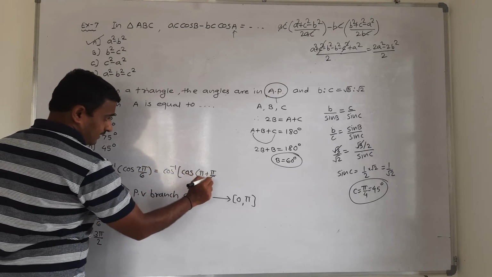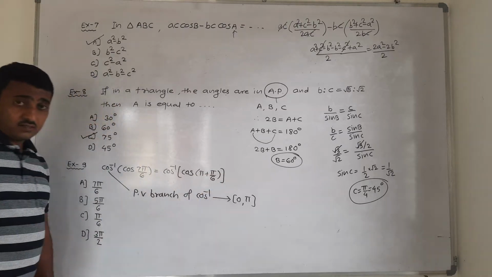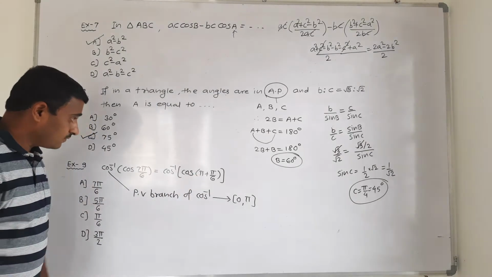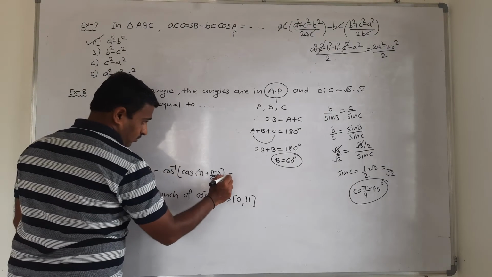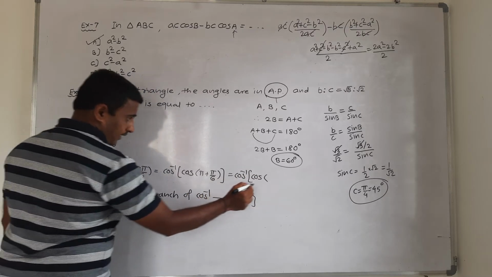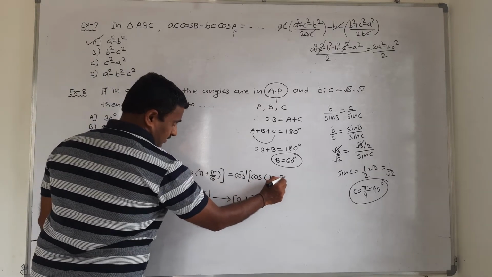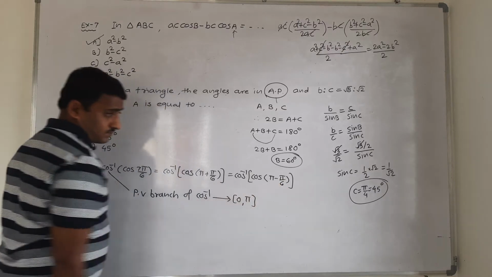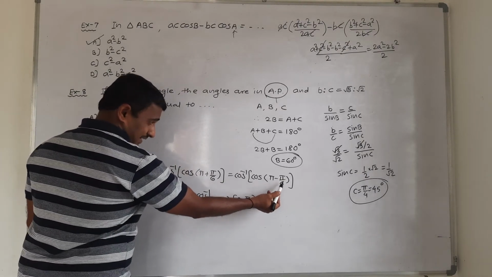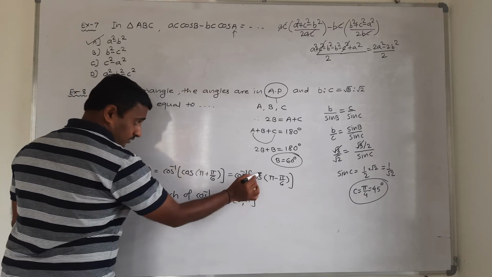That lies in the third quadrant. Cos is negative in the third quadrant. Also cos is negative in the second quadrant. Therefore, for the second quadrant, I write cos inverse cos of pi minus pi by 6, meaning the same. Now it is pi minus pi by 6, that is less than 180, and lies in the principal range.